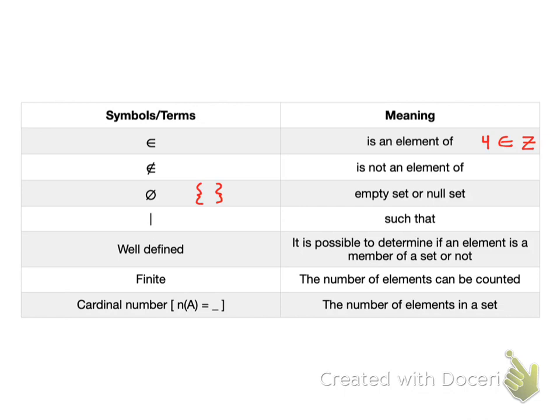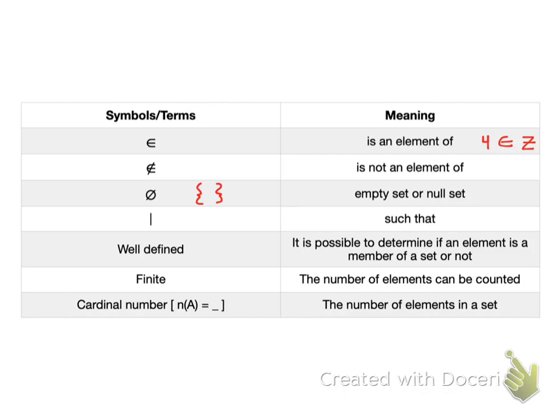Okay, a straight line we are going to use inside our brace to mean such that. If a set is well-defined, it means it is possible to determine if an element is in it or not. So, for instance, the natural numbers is a well-defined set. It's easy for me to know which numbers are in it and which numbers are not.